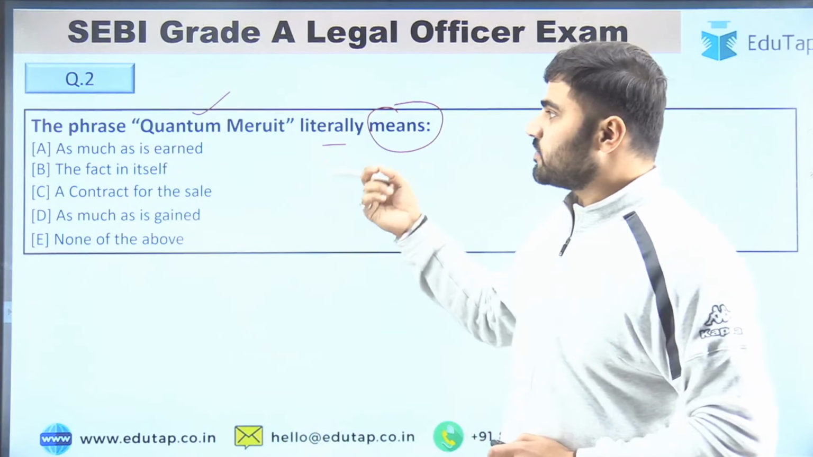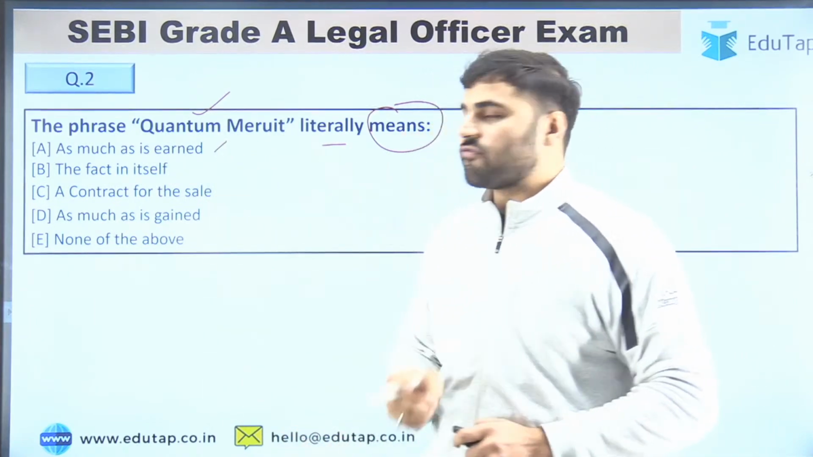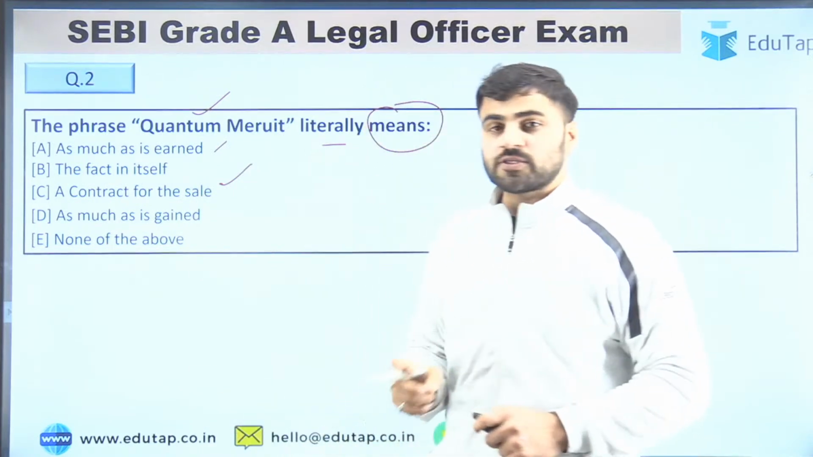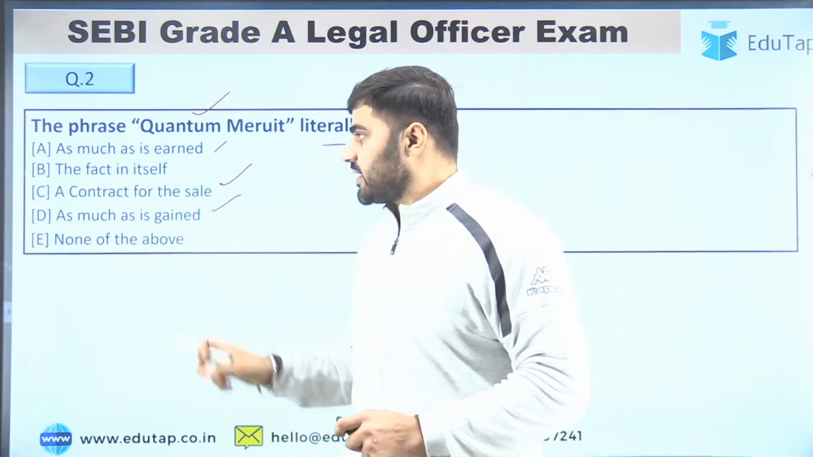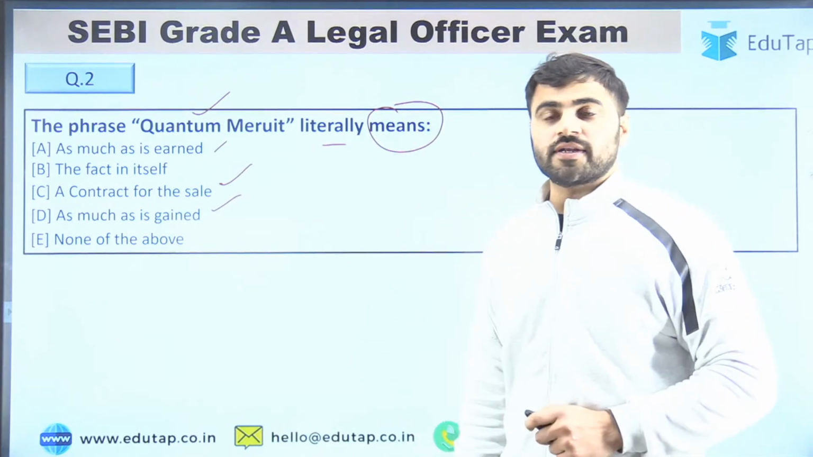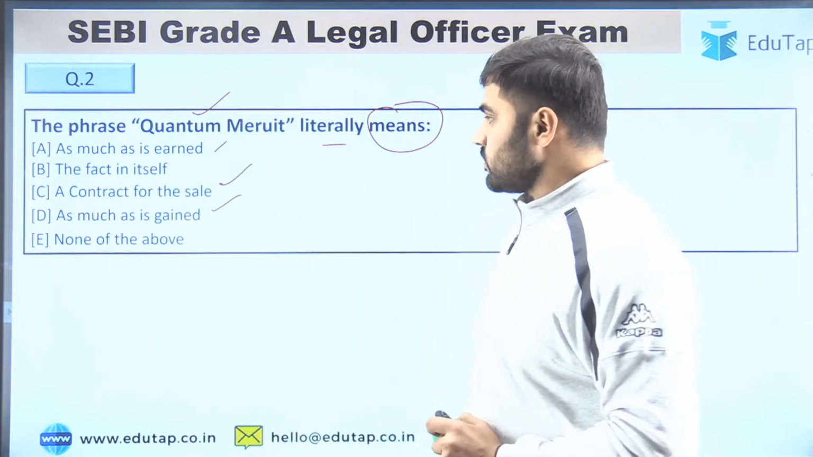Your options are: A, as much as is earned. B, the fact in itself. C, a contract for the sale. Option D is as much as is gained. And option E is none of the above. So what is the right answer, guys?